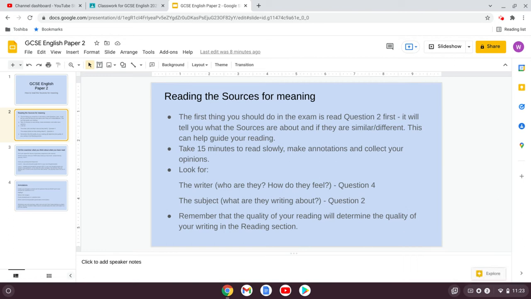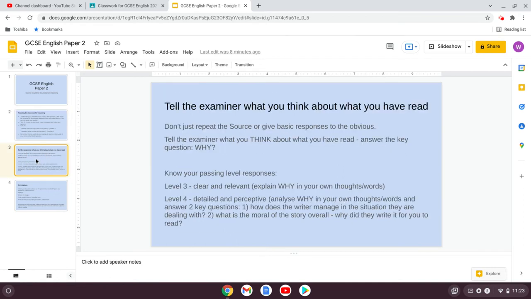Remember that the quality of your reading will determine the quality of your writing. You'll have good things to say if you read it really well. So make sure you do spend some time on your reading, please. Okay, tell the examiner what you think about what you have read. That's our key thing for the reading section in both papers.